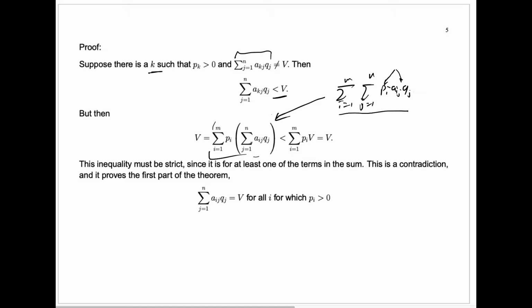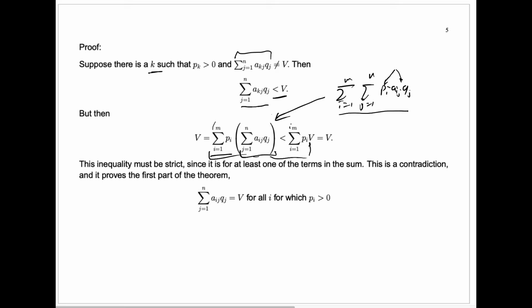So that's just this. I've written it this way because in this case, this quantity, the sum from j equals 1 to n of a_ij q_j, we're assuming here is strictly less than the value v. And if that's the case, this whole thing is strictly less than, because of this sum from i equals 1 to m of p sub i, that's this part here, times v. This part here is strictly less than v, and that gives us that strict inequality there.